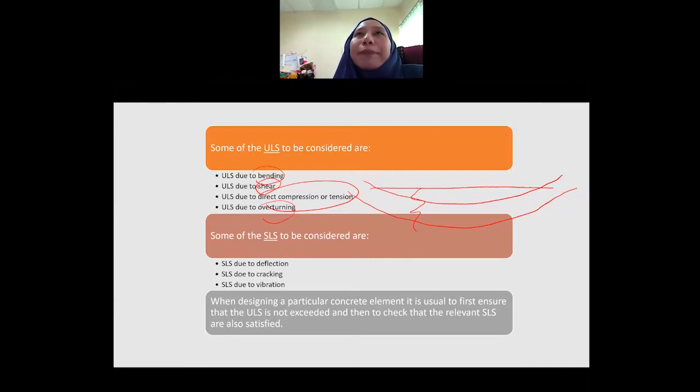So overturning, for example, macam retaining wall. So if you still remember, there's a factor of safety when you design for retaining wall. Okay, so this is the kind of factor of safety tu sebenarnya. Macam okay, berapa factor of safety yang selamat for overturning.